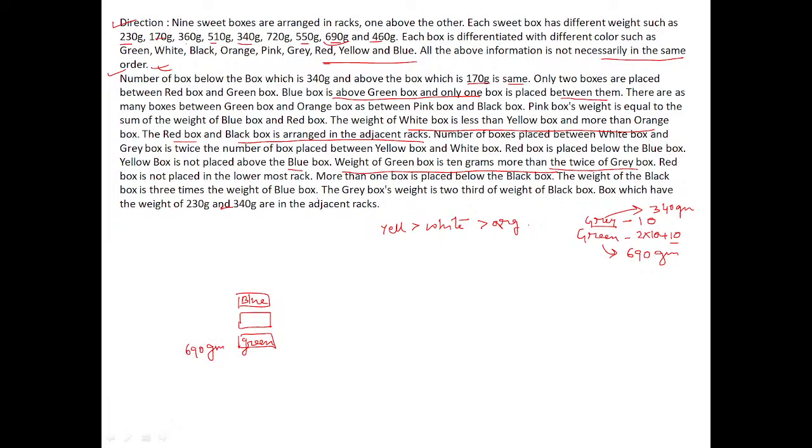Red box is not placed in the lowermost rack. More than one box is placed below black box. The weight of the black box is 3 times the weight of the blue box. Again, one more important statement: blue and black have a relation on the basis of numbers. So whatever the blue box weight is, the black box weight should be 3 times it. Just for understanding, let's check if there are any multiple possibilities. If not, then it would be very, very easy for us.